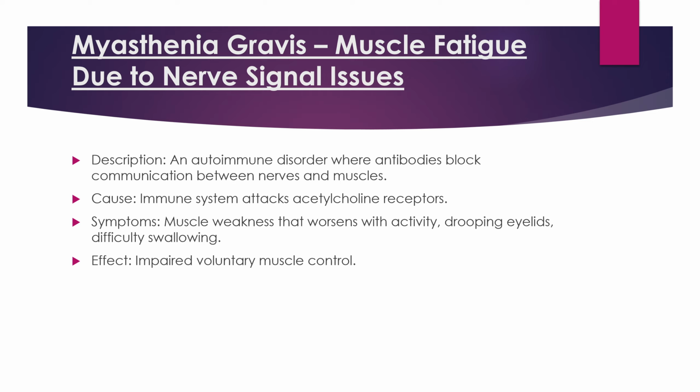Myasthenia gravis is muscle fatigue due to nerve signal issues. It's an autoimmune disorder where antibodies block communication between nerves and muscles. The cause is that the immune system attacks acetylcholine receptors. Symptoms are muscle weakness that worsens with activity, drooping eyelids, difficulty swallowing, and the effect is impaired voluntary muscle control.